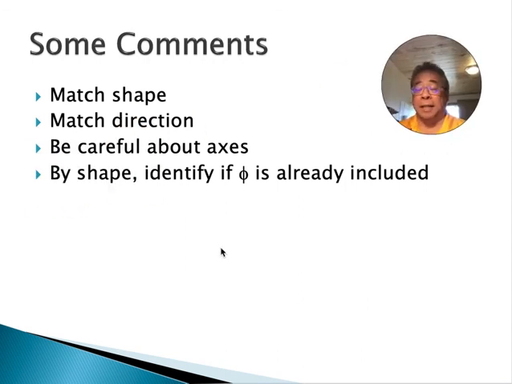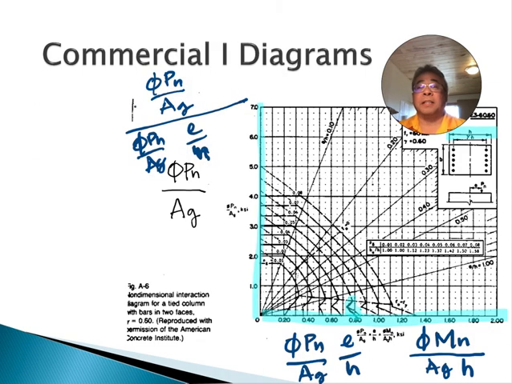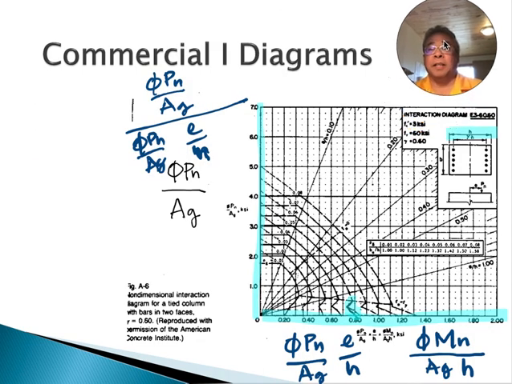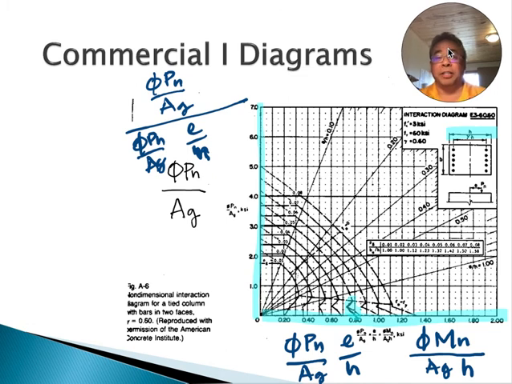First of all, match the shape. When you look at these diagrams, they always in the corner will have the shape of the column. Some of them are round and some of them are rectangles. So that's pretty easy to tell that you're using the right one.